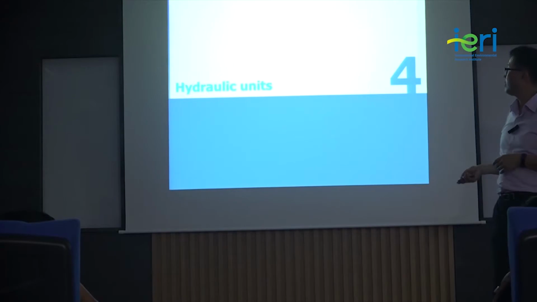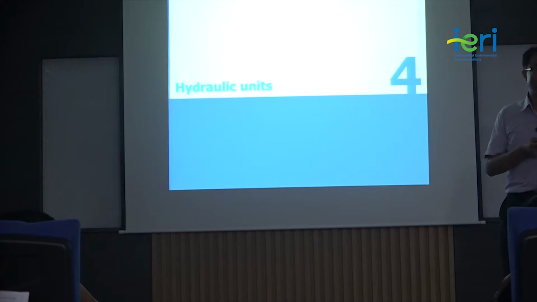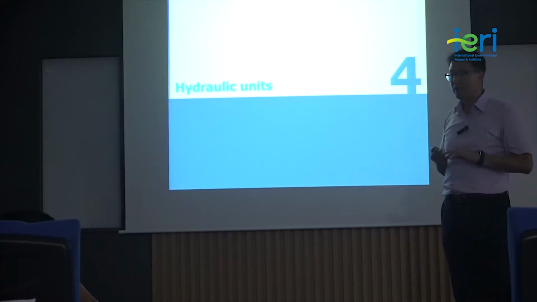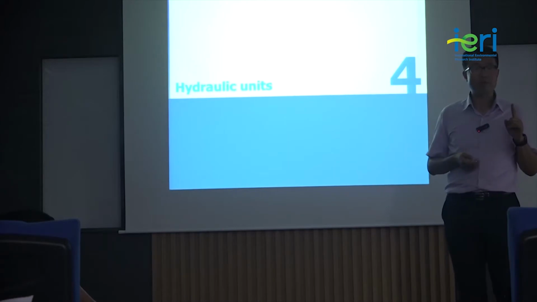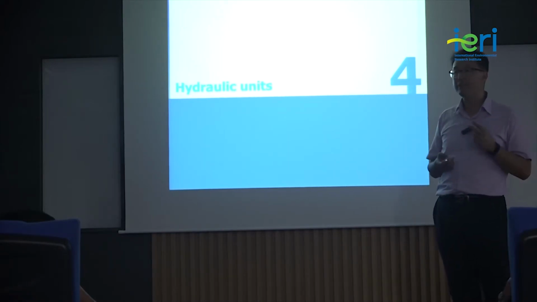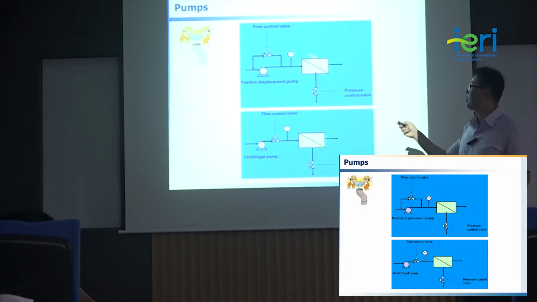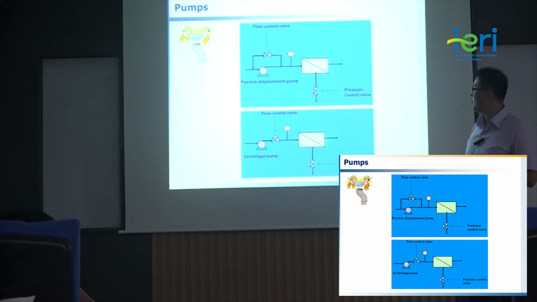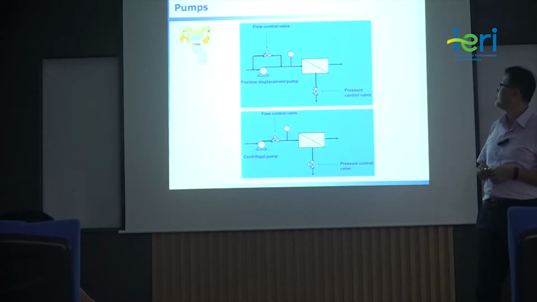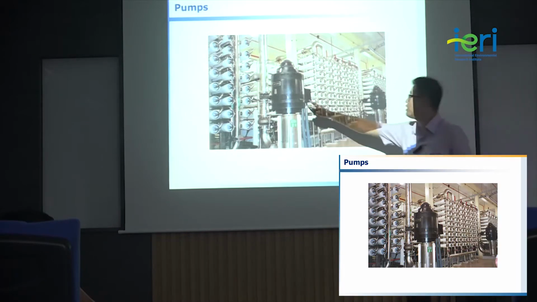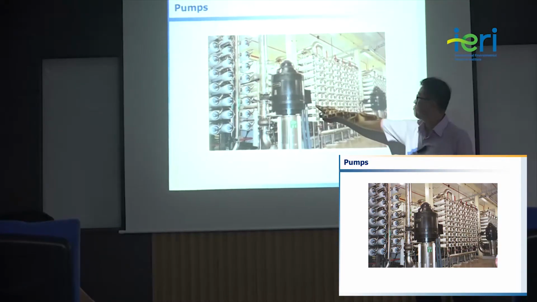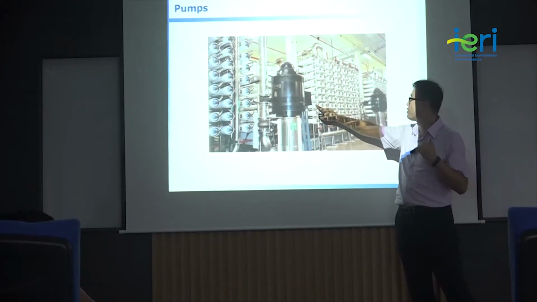And the next step is hydraulic units. There are two important hydraulic units in the reverse osmosis system. The first one is the high pressure pump. The second is the energy recovery device. So this is a pump. Without a pump, you cannot filter the water by a membrane. This is an example of a positive displacement pump. This is a centrifugal pump. This is a pump. This is a membrane vessel, which I will tell you about later.